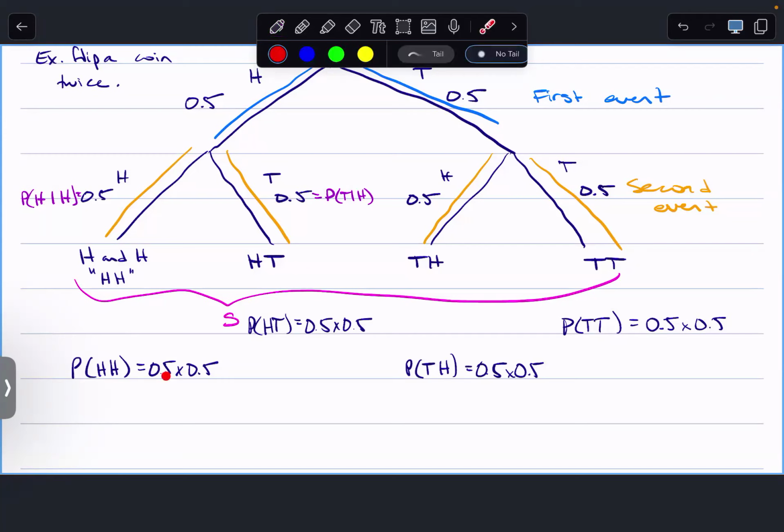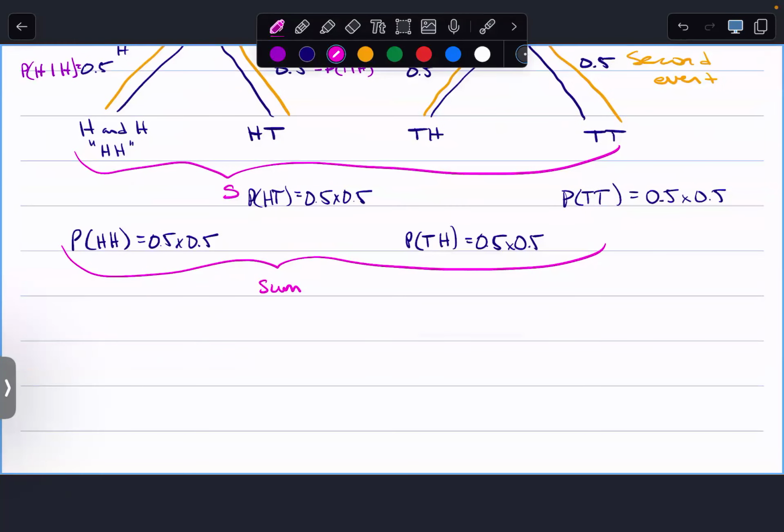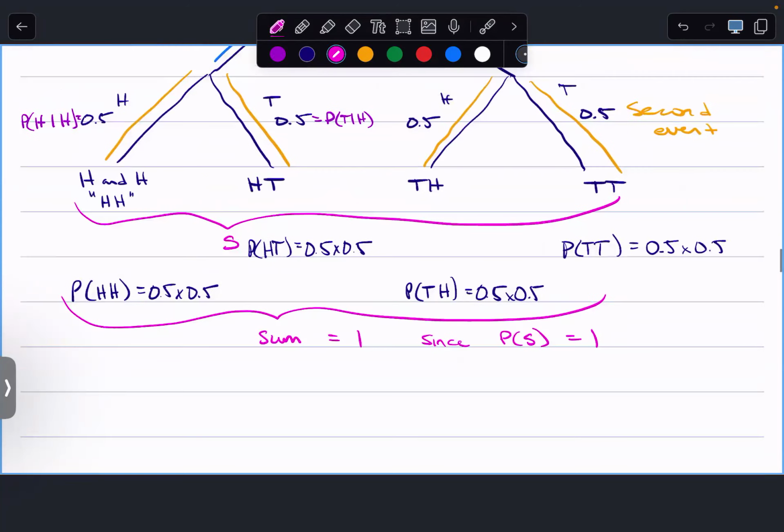0.5 times 0.5 is 0.25, so a quarter plus a quarter plus a quarter plus a quarter. Adding up the probabilities in the sample space must equal 1, since the probability of the sample space must be 1. So that's one thing that you can use to check. Make sure that they all add to 1 once you add them all together.